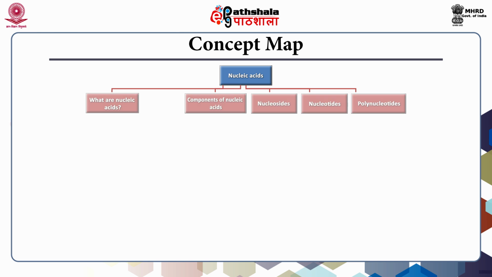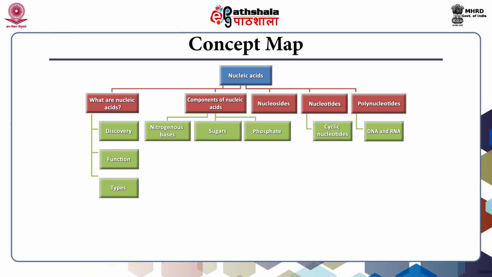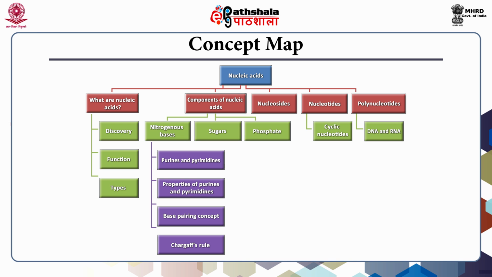The concept map for this module is, if we look into nucleic acid, we will first briefly study what are nucleic acids, how these were discovered, what is their function, and how many types of nucleic acids are there. Then we will try to understand the structure of nucleic acid in detail and look at each of their components like bases, sugar and phosphates. We will see what are nucleosides, nucleotides, and finally, we would like to understand how polynucleotides are formed.